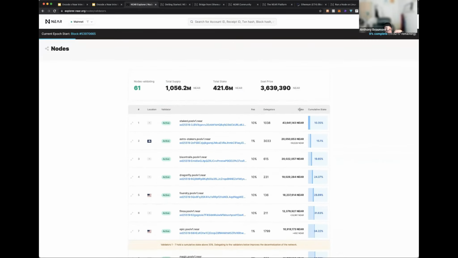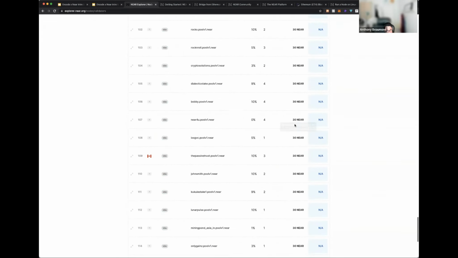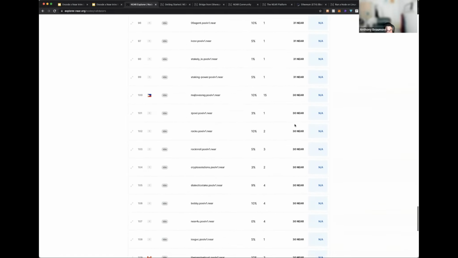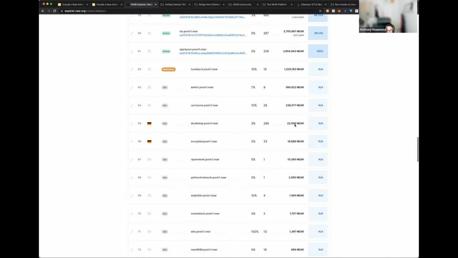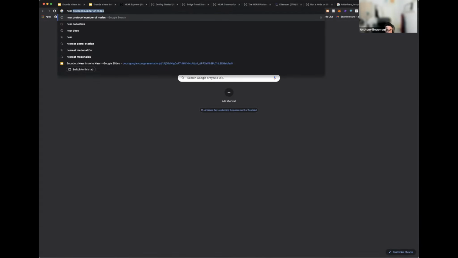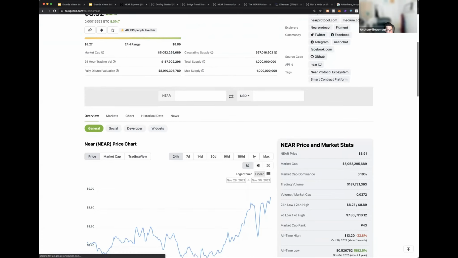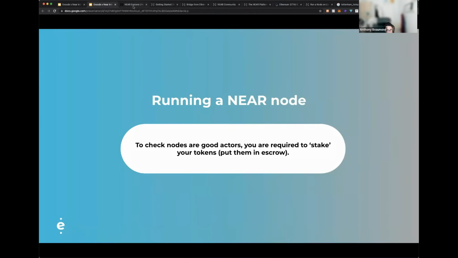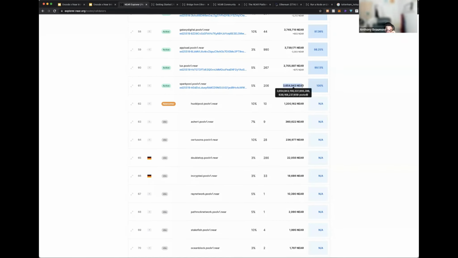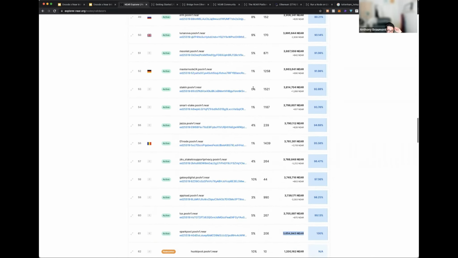So there's 43 million. This is a big dog. Let's see the smallest one. These aren't active nodes; they're idle. The smallest active node has 3.5 million Near, which is quite a lot. The Near price right now is 8-ish, 9. So the minimum that one has is about 27 million dollars worth.